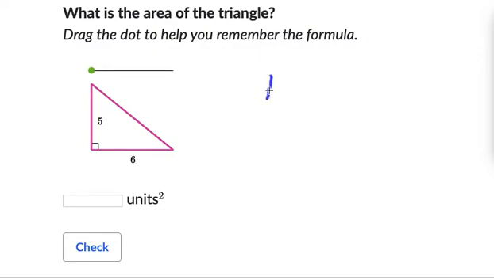You'll see the area of triangles written out one way as: the area is equal to 1/2 times the base times the height. The other way you'll see it written out is: area is equal to the base times the height divided by 2. These are the two common ways that you'll see this formula written out.